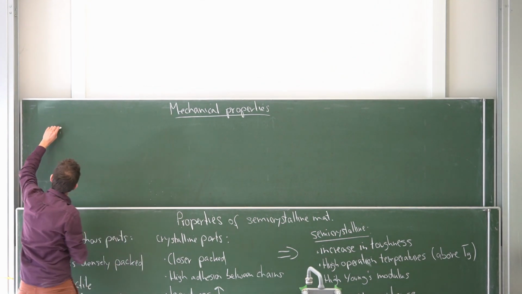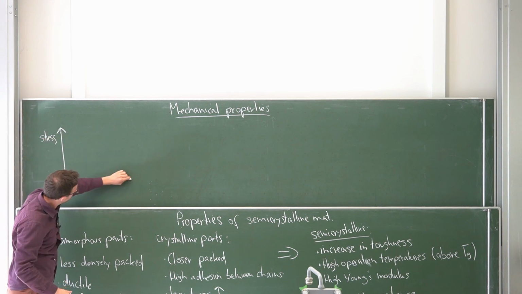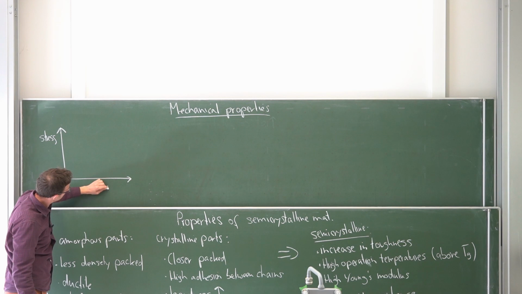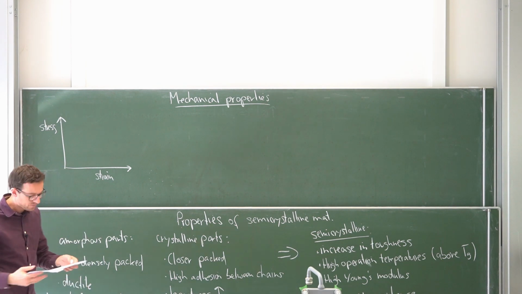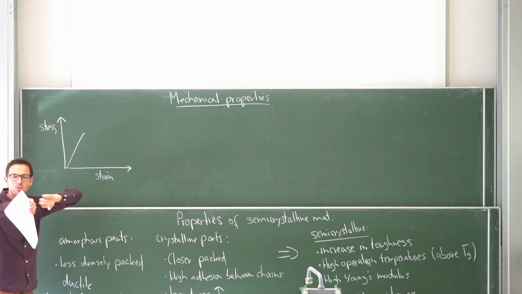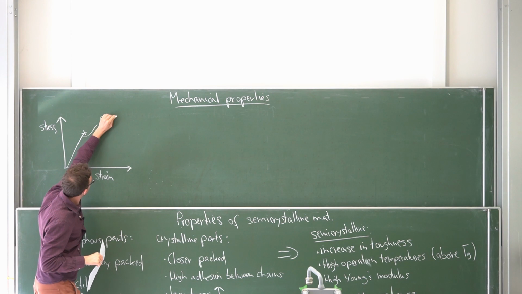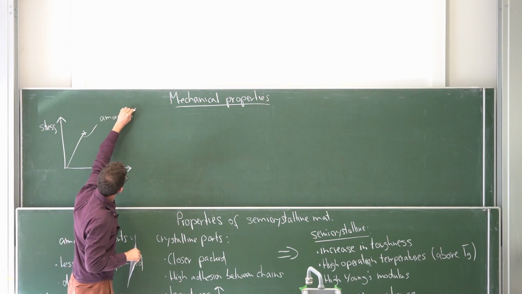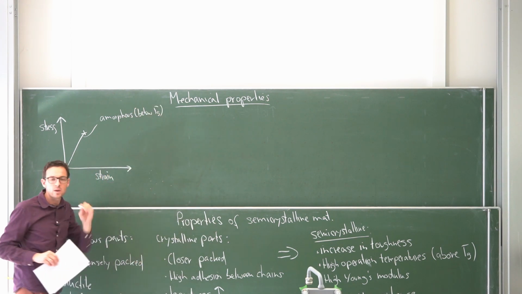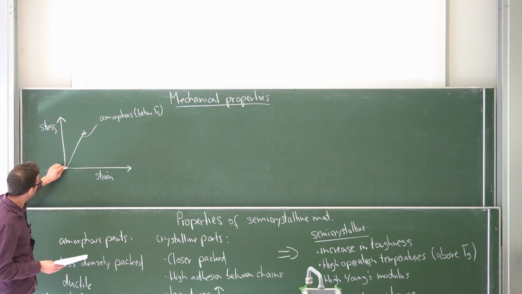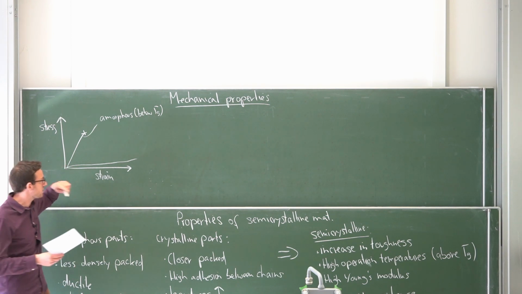So in the stress-strain diagram, we can either have amorphous polymers that you can strain a little bit and then they break. In this case, below Tg. Or if the amorphous polymer is above Tg, it's an elastomer, then you can strain it for a long time and you hardly require any stress. So this is an elastomer.